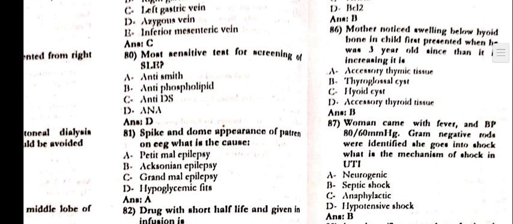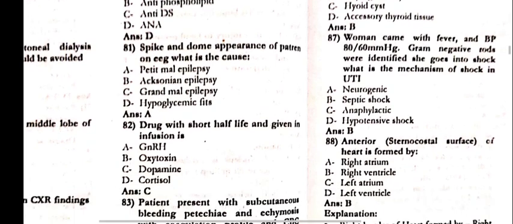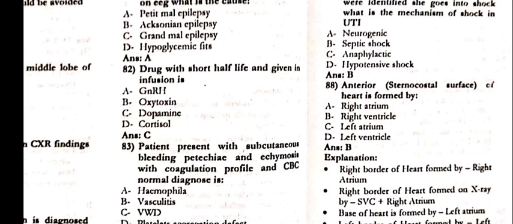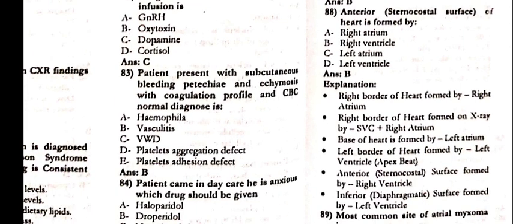80, most sensitive test for screening of SLE would be ANA. And 81, the spike and dome appearance of the pattern on the ECG. What is the cause? That is the patient's epilepsy. 82, drug with the short half-life and given in infusion is the dopamine. 83, the patient presents with subcutaneous bleeding, petechiae and ecchymosis with the coagulation profile and CBC normal.